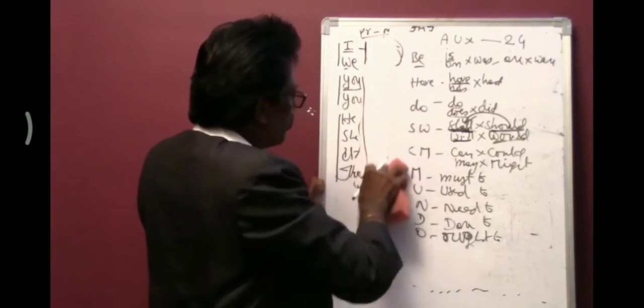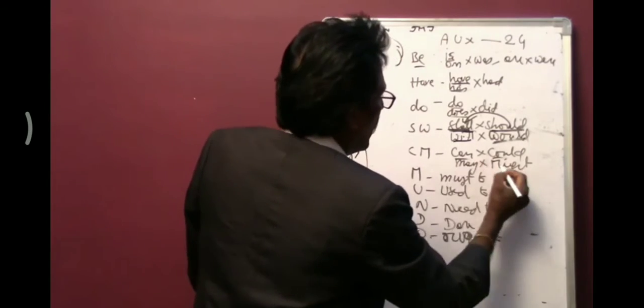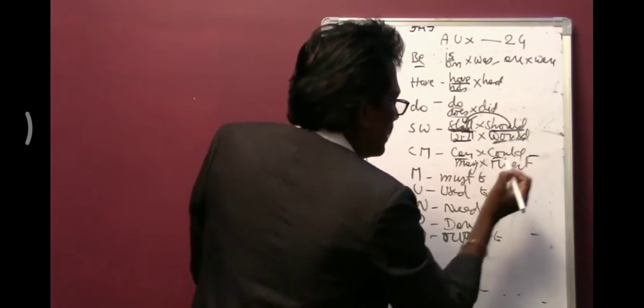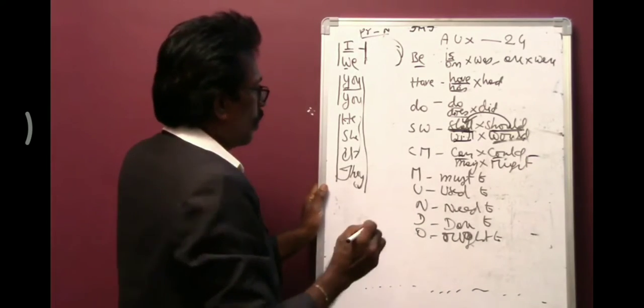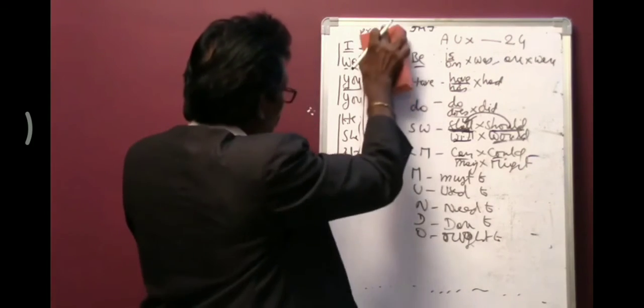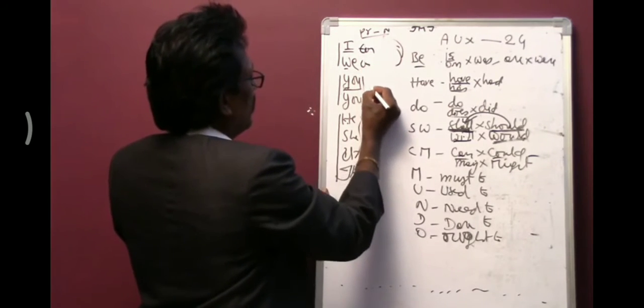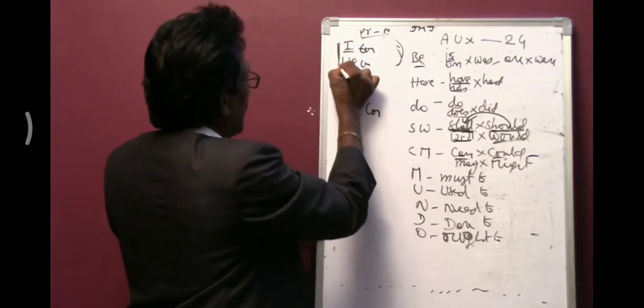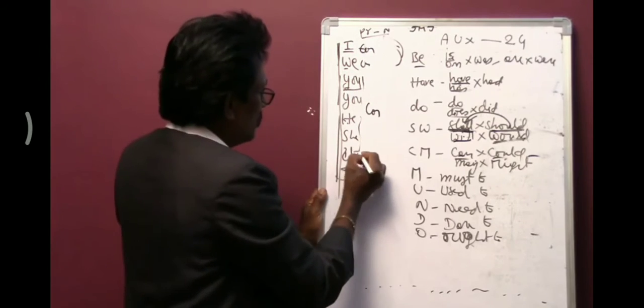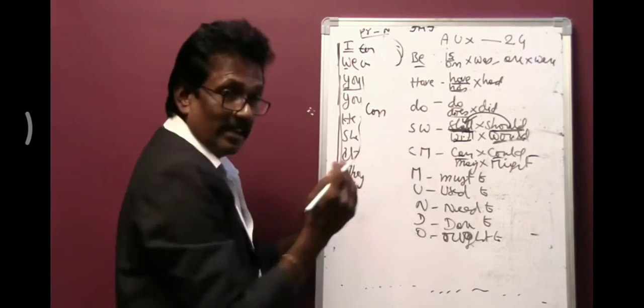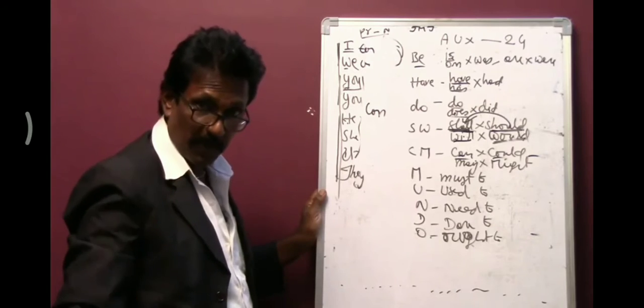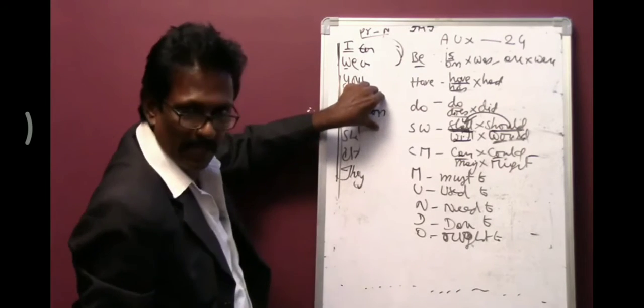Next, usage of can and could. Can and could tell about ability. So I can sing, we can, you can, he can, she can, it can. I can sing, I can dance, I can speak. So can shows the ability.